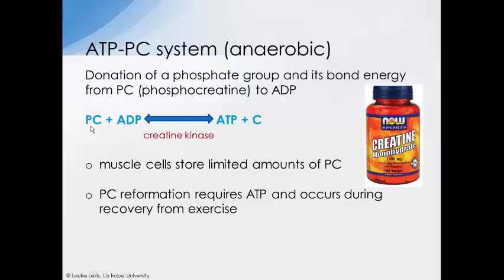As we store limited amounts of PC in the muscle, it has become relatively common for athletes involved in activities where they're high intensity brief activities to supplement with creatine monohydrate. What this does is increase the creatine levels in the muscle, and that allows more phosphate to be stored. That means during high intensity exercise lasting for a few seconds that you can potentially provide more ATP.